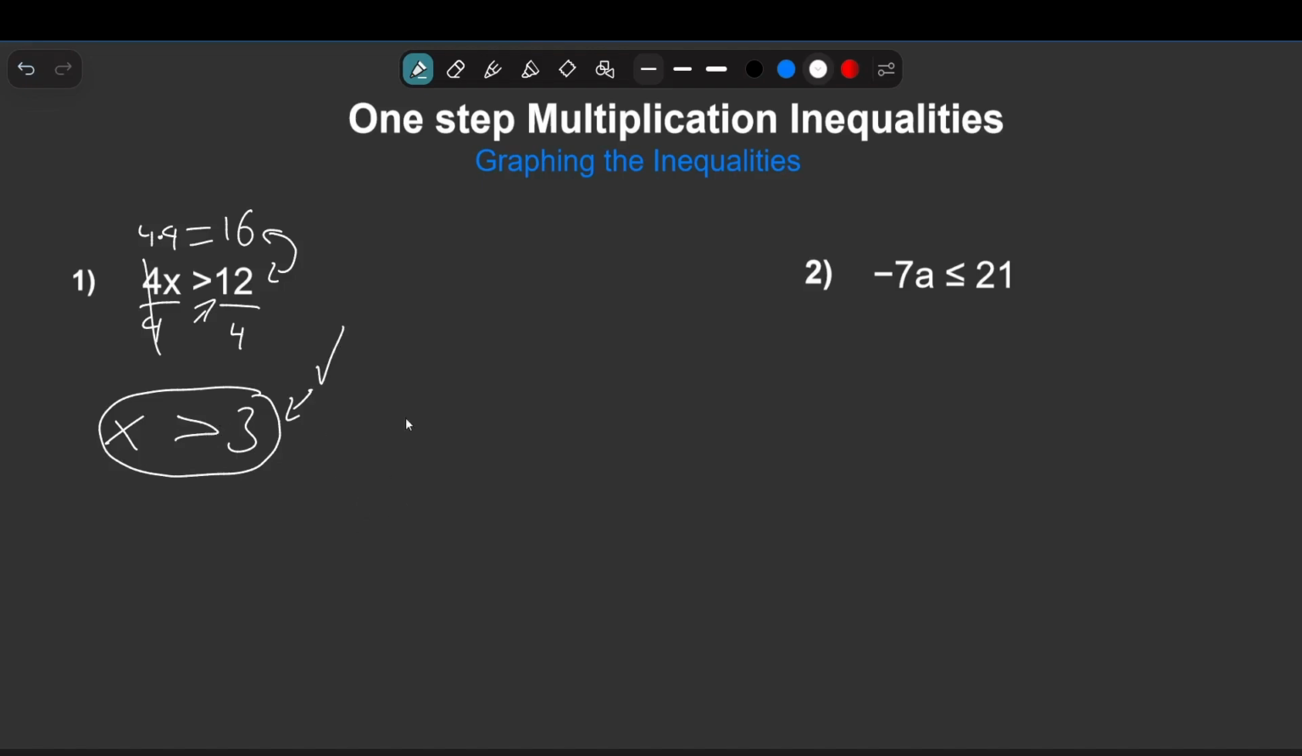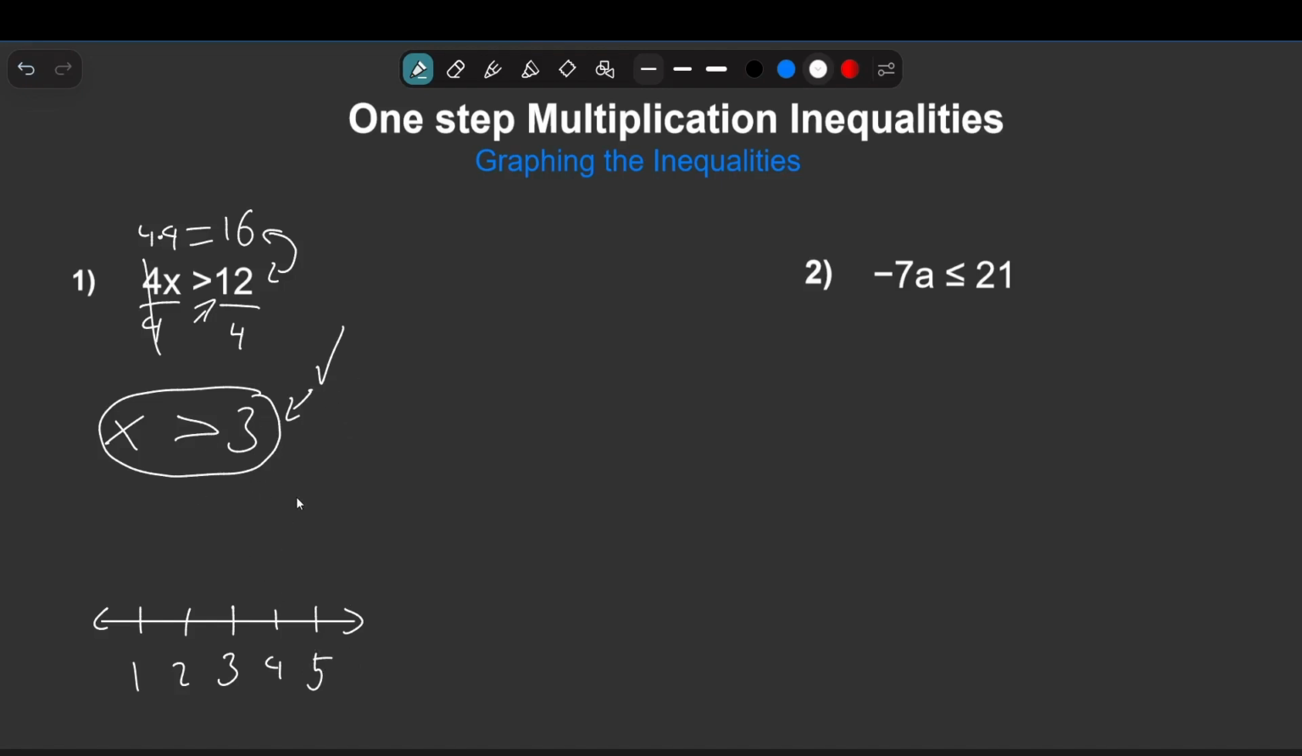So, to draw this number line or our graph, first of all, we're going to draw a straight line with little arrows on the left and the right. We're going to put our 3 in the middle and a couple digits to the left and a couple digits to the right. We got 2, 1, and 4, and 5. So this will be our number line.